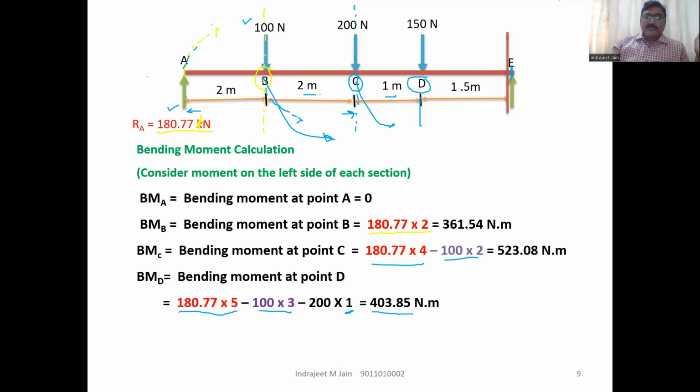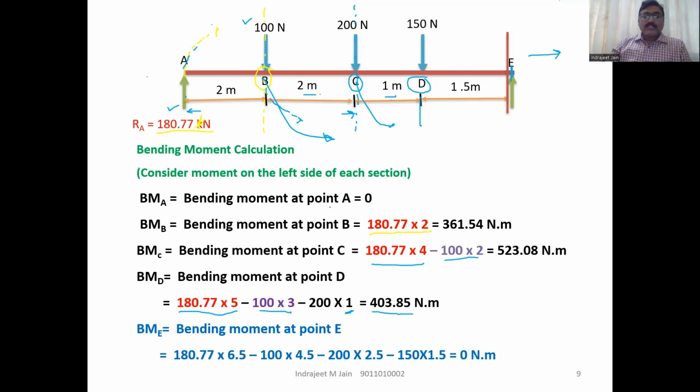Now the last point, that is E, section at E. On the left side of the section, if you take the moment, you'll get the calculations of all the forces and you'll get some value which will be equal to that on the right side. So you can take either left or right of the section, and on the right of the section there is no force. But bending moment at E must be 0. I calculated from the left side and the answer is 0. So you can take either the left side of the section or the right, your answer will remain the same.